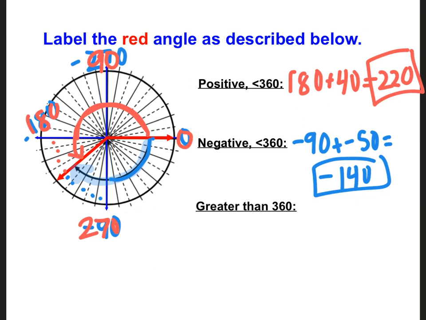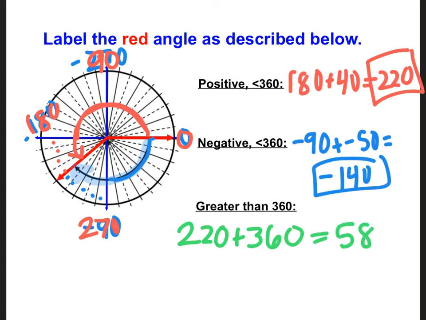Again, for my last one, you just have to figure out what an angle measure greater than 360 would be. I'm going to start with my positive angle just because it's a little less work. We're going to do 220 plus 360, and you get 580. Again, I'm going to stop as soon as I find one answer that is bigger than 360. I could keep adding 360, but I don't have to.